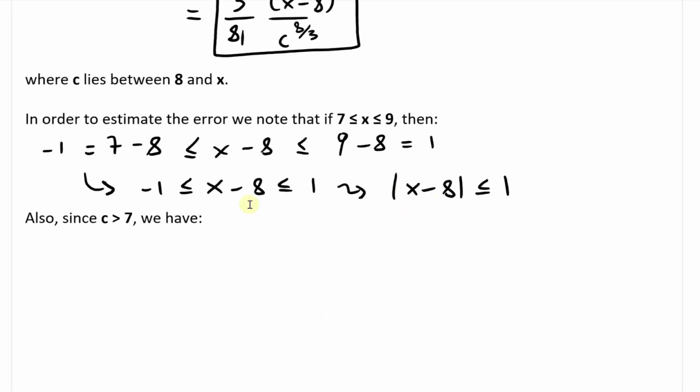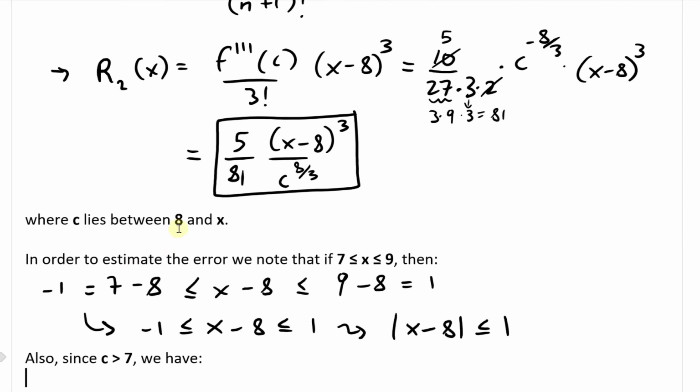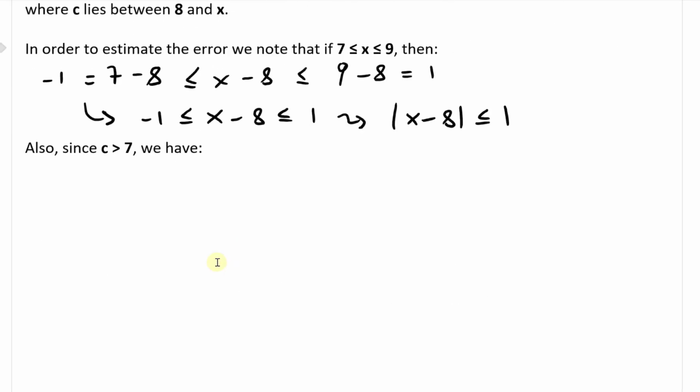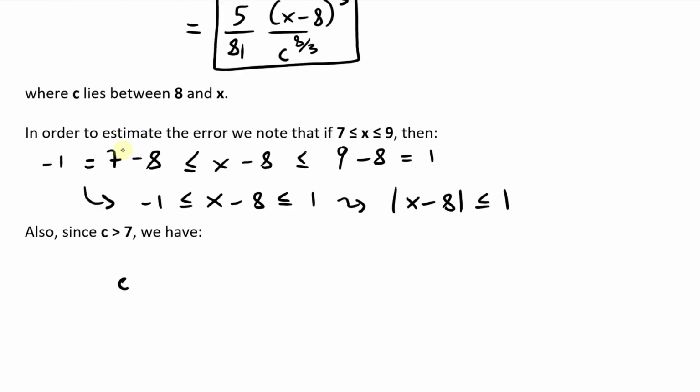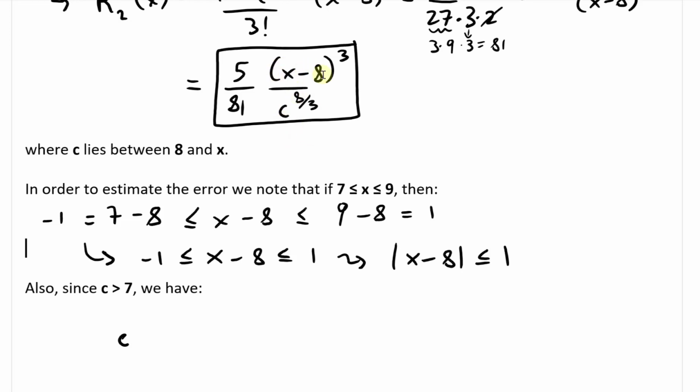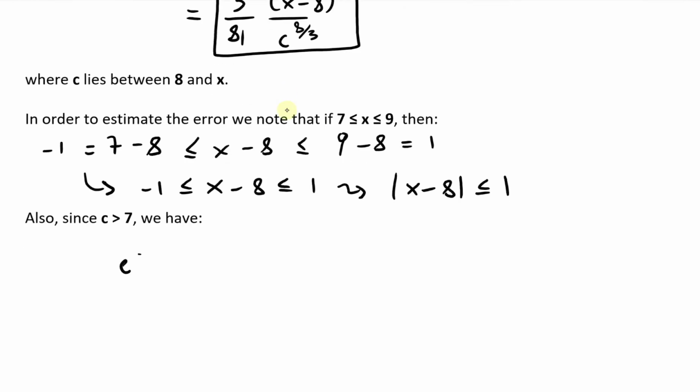Now that we have this inequality, the next step is, we know that c lies between 8 and x, and x is greater than or equal to 7 and less than or equal to 9. So in between that, the lowest x could be is 7, but c is in between 8 and 7. So c is always going to be greater than 7, because it's in between x and 8. Now we have this x minus 8 inequality, and we'll look at this c to the power of 8 over 3. This is going to be greater than when we have 7 inside.